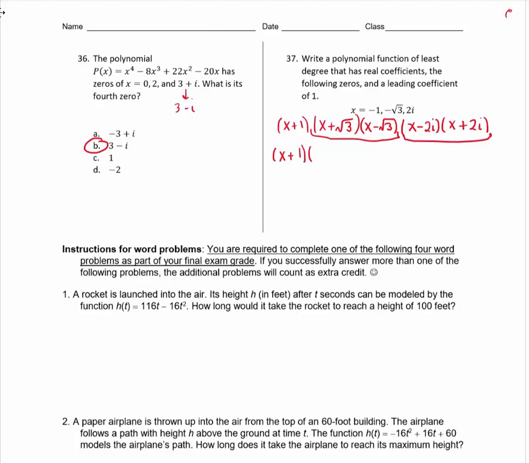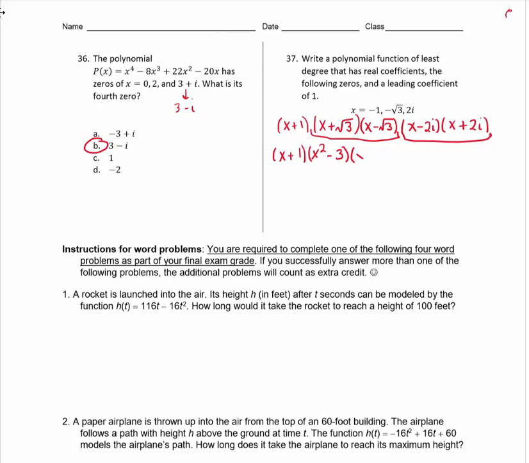So when I FOIL this or distribute this, the x and the x make x squared. The x times negative square root of 3 and the square root of 3 times x cancel each other out, and then square root of 3 times negative square root of 3 is a negative 3, because you multiply the 3 together and get 9, but then you square root the 9 and get 3.